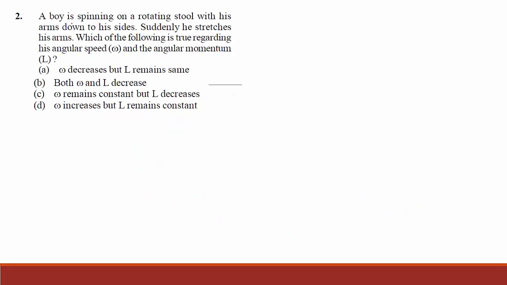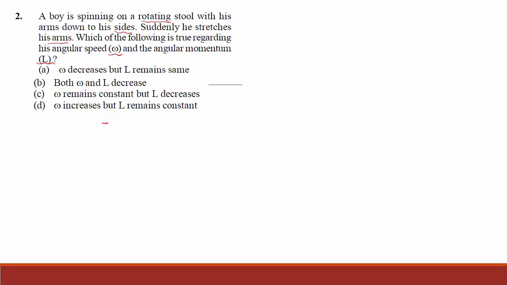Second question is: a boy is spinning on a rotating stool with his arms down to his sides. Suddenly he stretches his arms. Which of the following is true regarding his angular speed omega and angular momentum L? Which of the following options is true? The first option is, omega decreases but L remains the same. Second option, both omega and L decrease. Third option, omega remains constant but L decreases. And fourth one, omega increases but L remains constant.